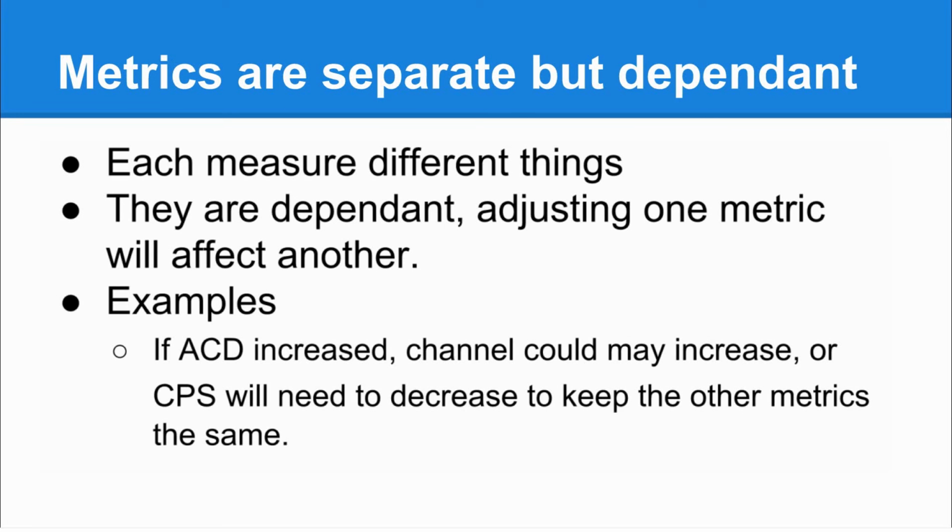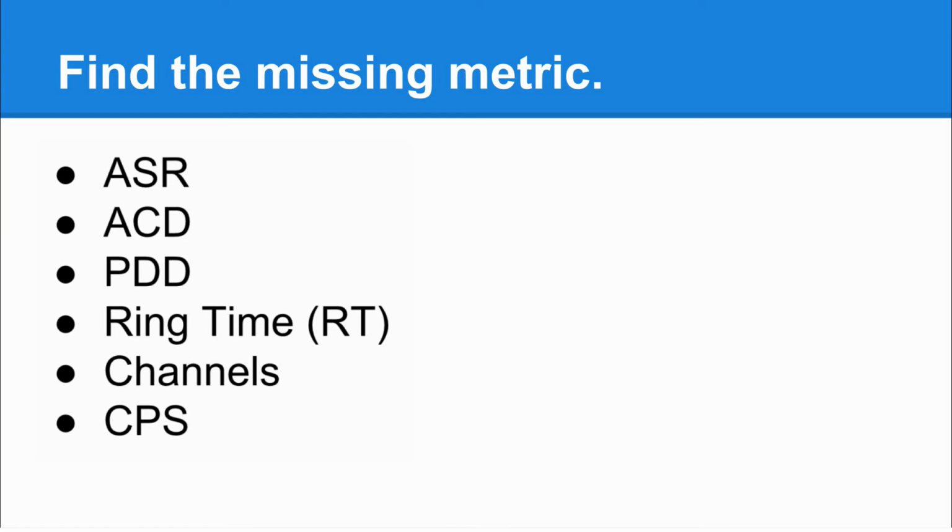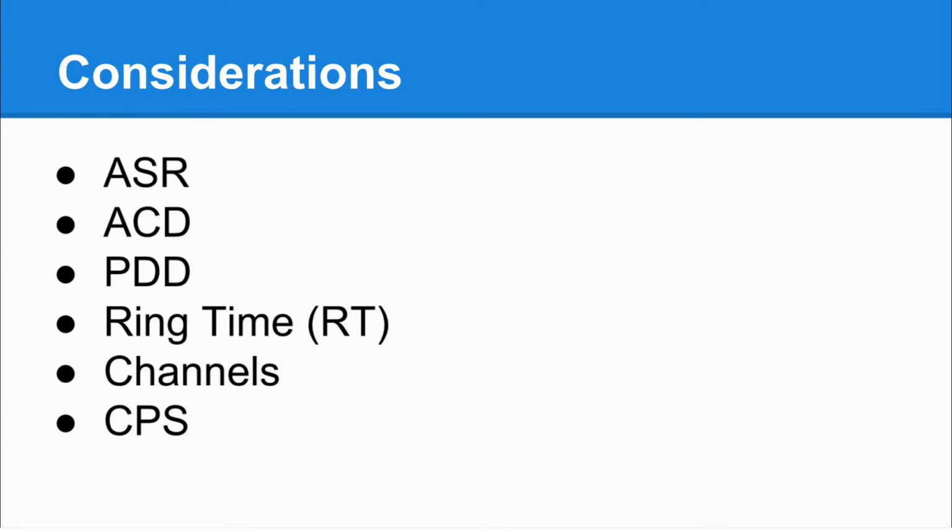All of these metrics measure different aspects of either individual calls or the overall call profile. They're not dependent on each other, however changing one can affect the others. For example, if ACD is increased, channels could increase, or the CPS would be decreased in order to keep the metrics the same. So these metrics all bear some relationship with each other, and because of that, if we have any missing, we can find out the others.